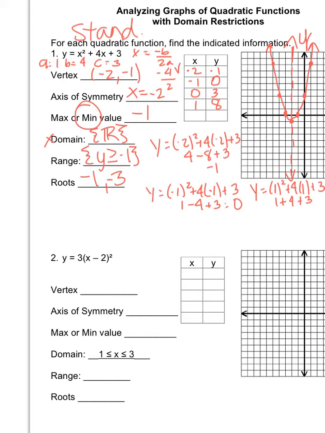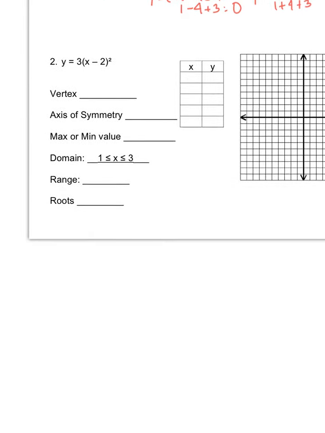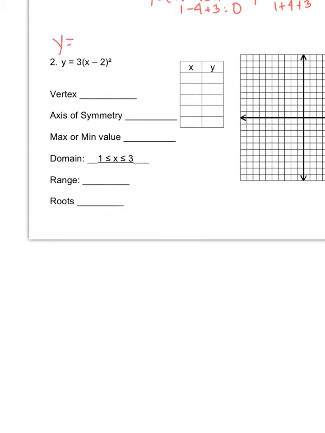Okay, so let's move on to example 2. We first need to figure out what form. Notice this is in vertex form. Okay, so the vertex, when you're in vertex form, is h and k. So notice h is 2, and k, notice that we're not adding anything after the term that's squared. So k would be 0. So we're going to transfer that to the table. 2, 0.